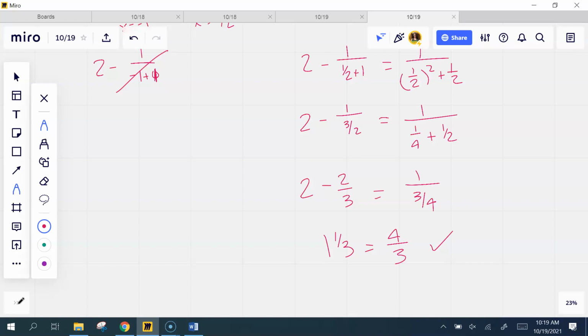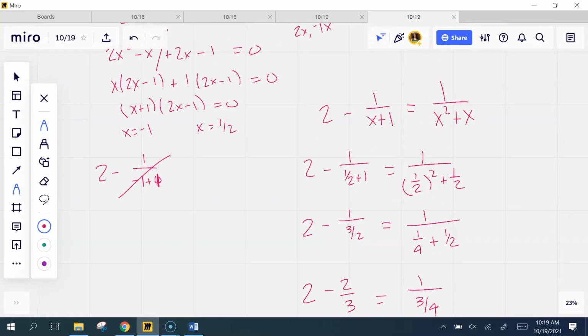It doesn't work when you plug it back in. It's an imaginary solution or not a real solution.